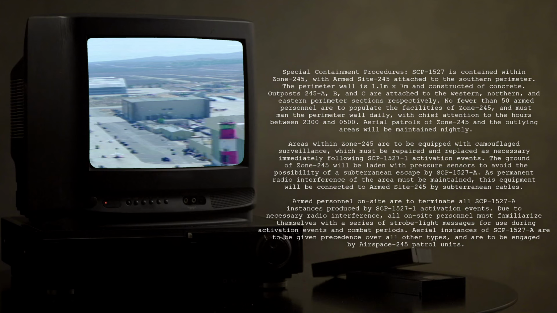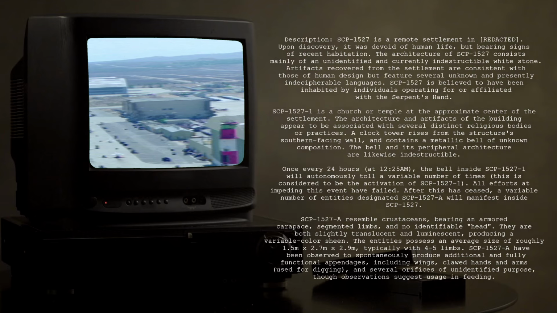SCP-1527-1 activation events. Due to necessary radio interference, all on-site personnel must familiarize themselves with a series of strobe light messages for use during activation events and combat periods. Aerial instances of Dash A are to be given precedence over all other types and are to be engaged by Airspace 245 patrol units.